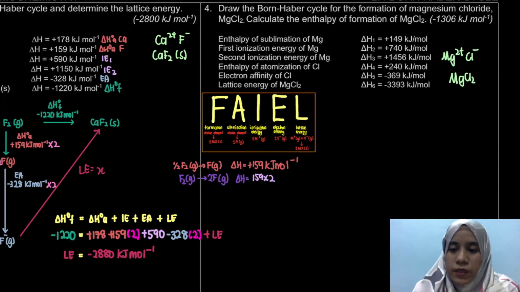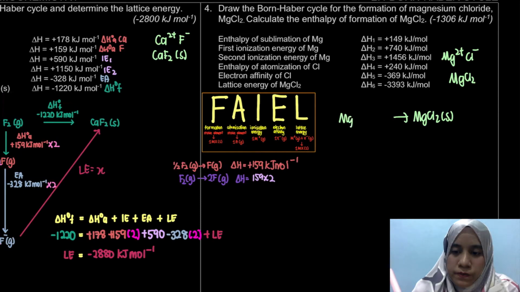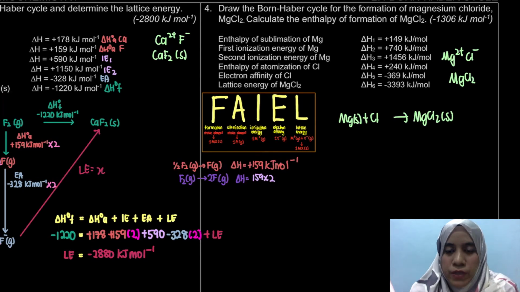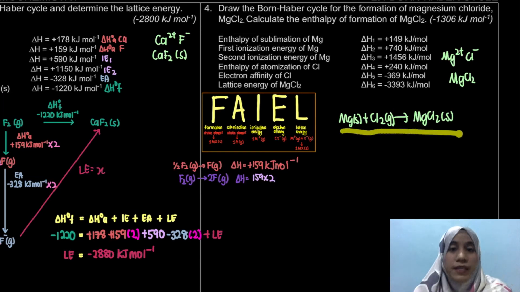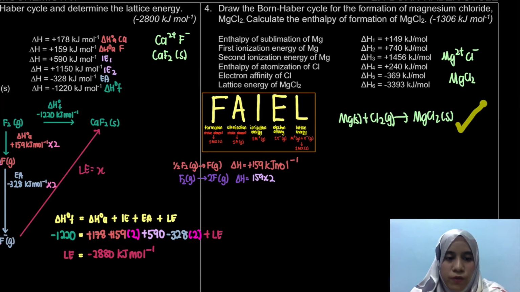Okay, remember, MgCl2 solid is formed from magnesium and chlorine. Magnesium is group 2, it is definitely solid. Okay, chlorine, the stable element in group 17, is Cl2 gas. Okay, but then we check, is it balanced? Balanced. Okay, so this is the formation.